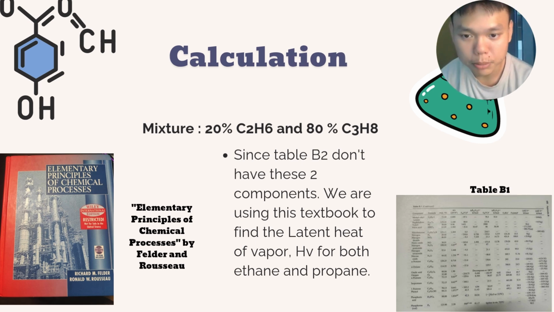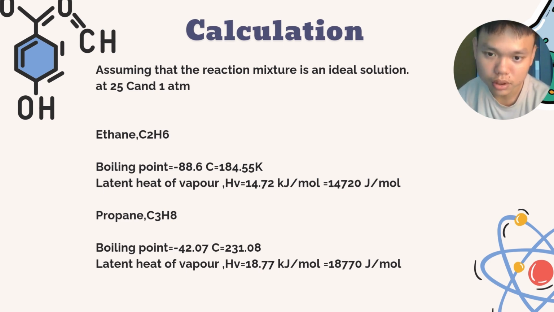So, I will be presenting the calculation part. Our composition mainly consists of 90% ethane and 10% propane. Since table B2 in our textbook does not have these two components to calculate our Antoine equation, we are using the Felder textbook to find the latent heat of vaporization from table B1, and also the boiling points for ethane and propane. Then, by using the Clausius-Clapeyron method, we can get the formula to find P saturation for these two chemicals.